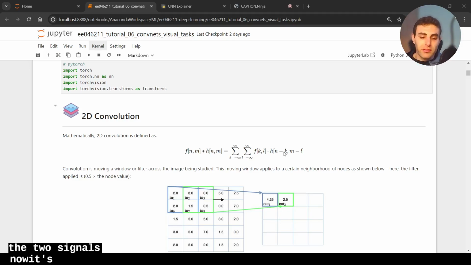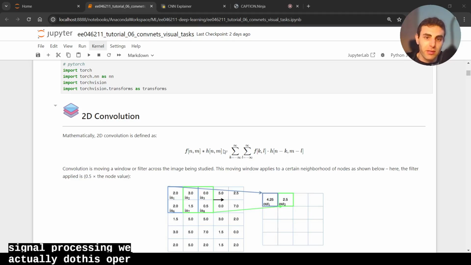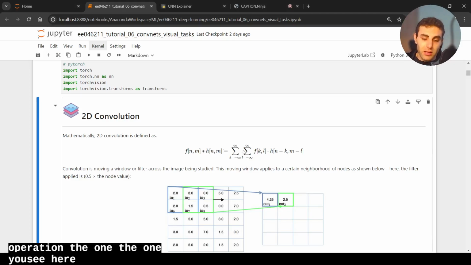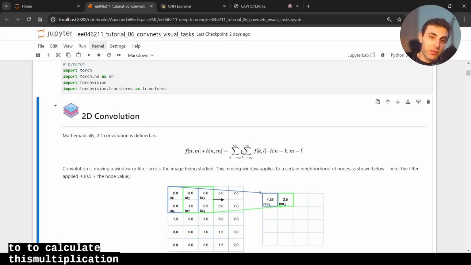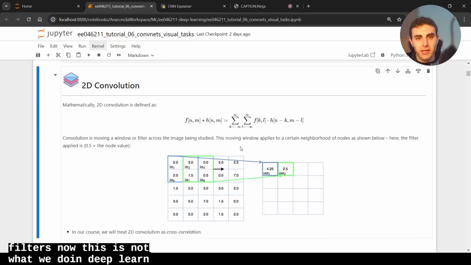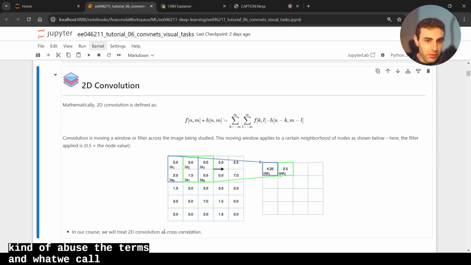Now, it's very important that in traditional signal processing, we actually do the operation you see here, and in order to calculate this moving window multiplication, we need to reflect the filters. This is not what we do in deep learning. Basically, we kind of abuse the terms, and what we call cross correlation does not require reflection. We take this window, marked by these four values here, and you can see that it just moves across the image, across the pixels, and performs these multiplications.